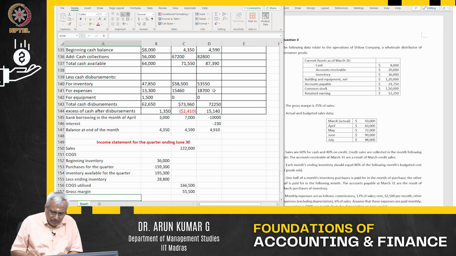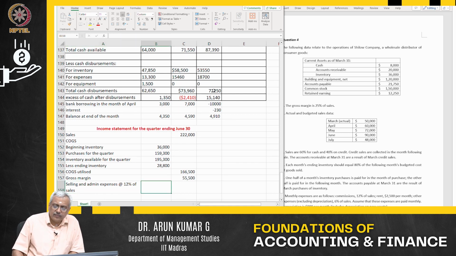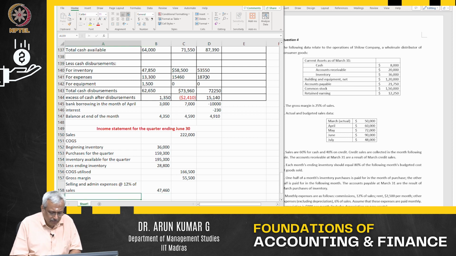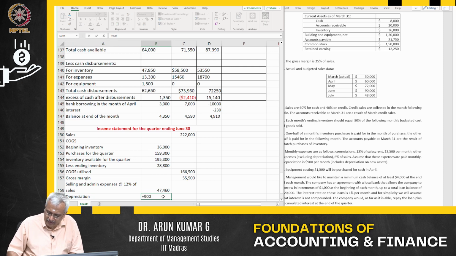Next, I will get into selling and admin expenses, which is at 12% of sales. We have it calculated already. That is, for expenses, we have it calculated. This plus this one plus this one out here. Then I have depreciation. It says 900. I'll just check out. It says 900 per month depreciation. So 900 into 3.